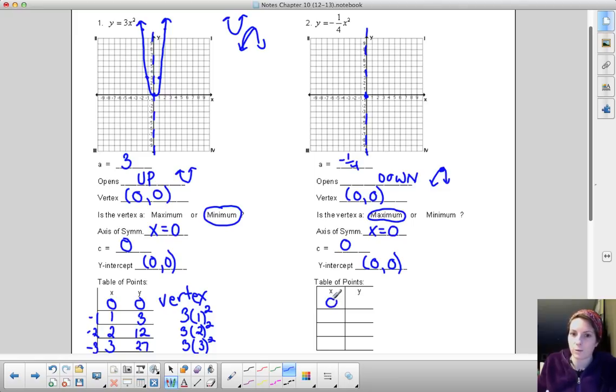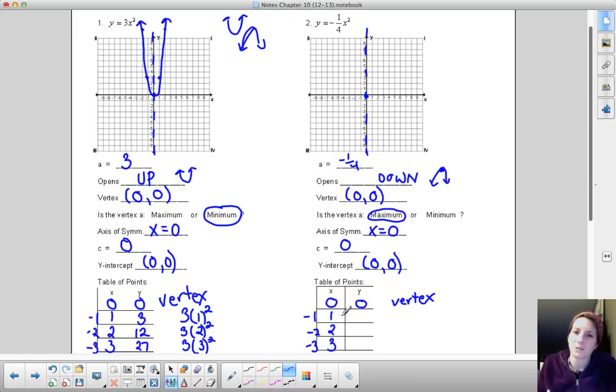Our first value is always our vertex. It's where we always start, because there's only one of those. Always start at your vertex, and then you can count up or count down. So if we counted up, we would be at 1, 2, and 3. But the line of symmetry says that we could also count down. So we could also have negative 1, negative 2, negative 3. Now we need to plug those values in.